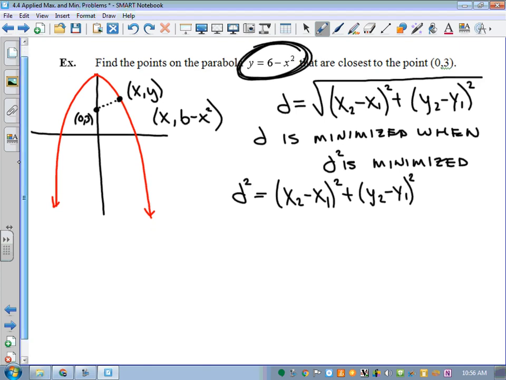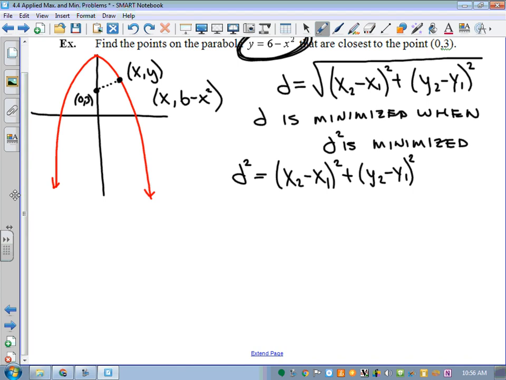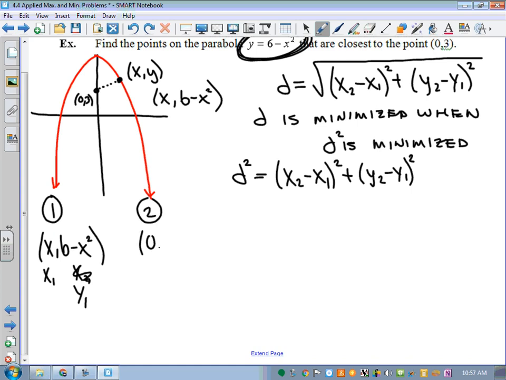And that does make life a lot easier. For point 1, I'm just going to put point 1 over here, to make it as positive as possible. That's going to be the point on the curve. So (x, 6 minus x squared). Now, importantly, that means that x is x1, and 6 minus x squared is y1. Sorry about that. And then if we look at point 2, which is going to be the given point (0, 3), I won't mess it up that time, this is going to be x2, y2.